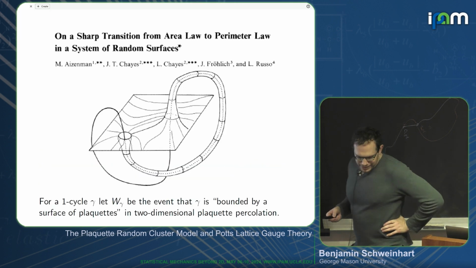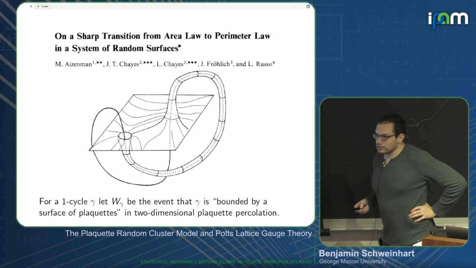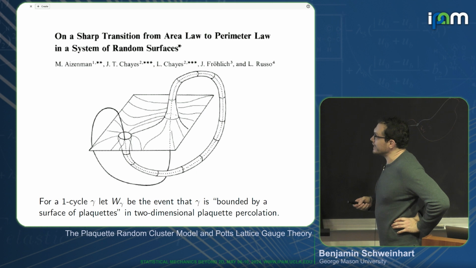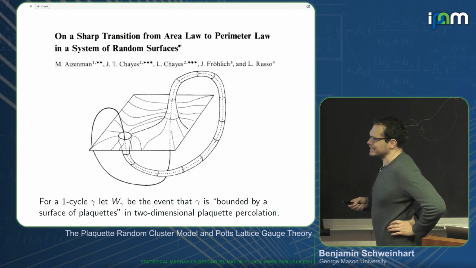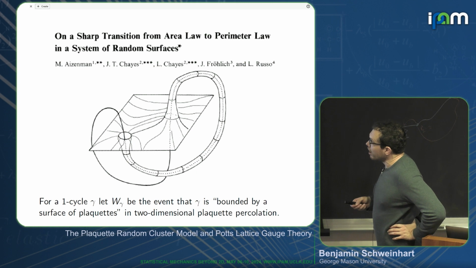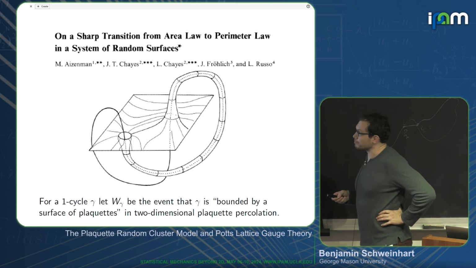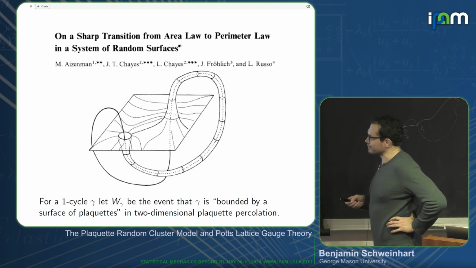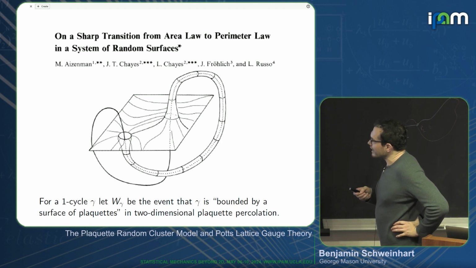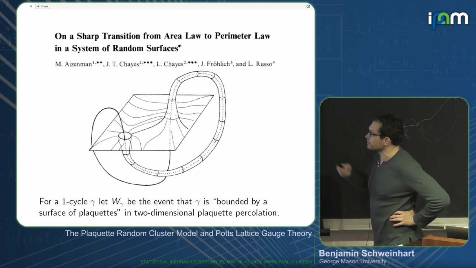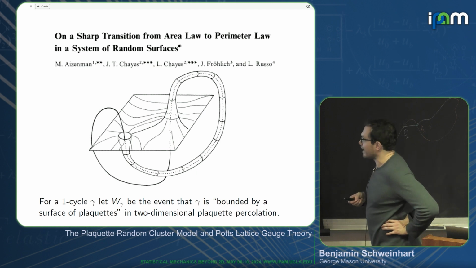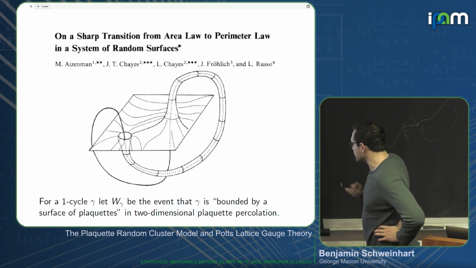The model of Bernoulli plaquette percolation was first introduced in this paper of Aizenman, Chayes, Chayes, Fröhlich, and Russo, I think it was in 1982 or 1983: On a sharp transition from area law to perimeter law in a system of random surfaces. Before I go on, let me say that this is really a seminal paper in the field of percolation, and many of the fundamental techniques in percolation theory today were first developed in this paper, I believe, such as block bond renormalization, sprinkling, slab percolation, and so on.